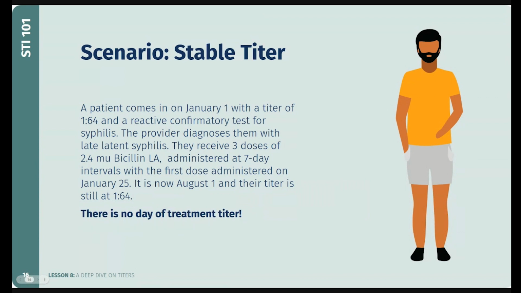There are definitely a lot of things that could impact titers. One of the big issues with this scenario on the slide is that the provider failed to run a day of treatment titer, so it makes it very difficult to determine if the titer has actually dropped. If the case was early in their infection, the titer could have easily increased between the time that the patient was tested and the time that they initiated appropriate treatment.